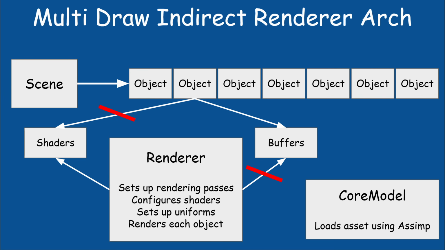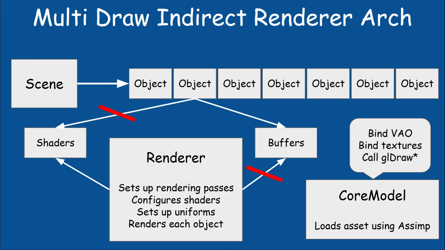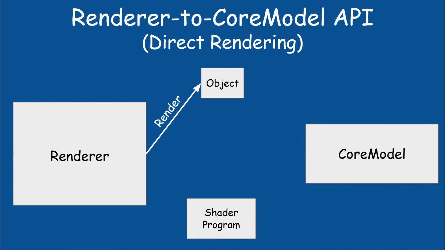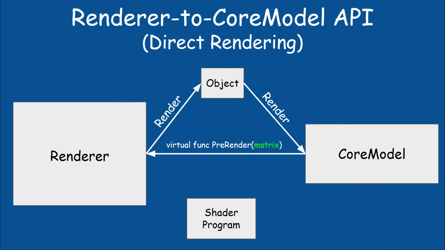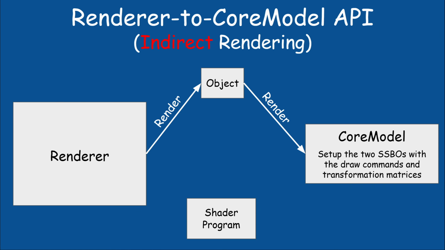The object, which is represented by the CoreModel class, needs to bind its VAO and textures and calls the draw function with the correct parameters. To handle the different transformations, there is a virtual callback function from the CoreModel back to the renderer that gives it the opportunity to update the shaders with the correct transformation matrices. Indirect rendering eliminates this process of going back and forth between the CoreModel and the renderer, but of course we need to set up the SSBOs correctly with the draw commands and the transformation matrices.